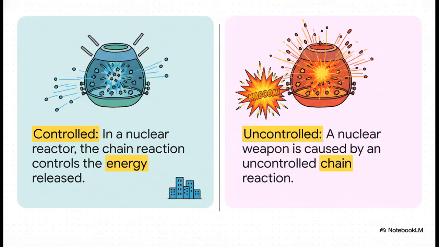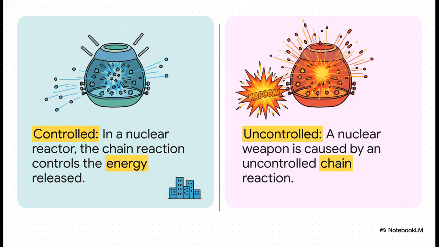Okay, so this all comes down to one really important idea: control. Inside a nuclear power plant, they control this chain reaction really, really carefully. They use things called control rods to basically soak up some of those extra neutrons. This makes sure that on average, only 1 neutron from each split goes on to cause the next split. It keeps the whole thing running at a nice, steady, manageable pace.